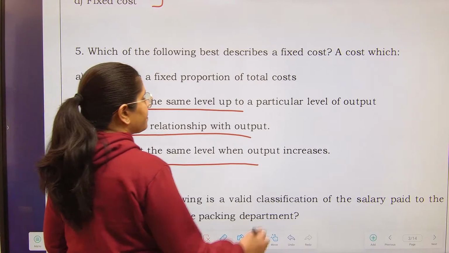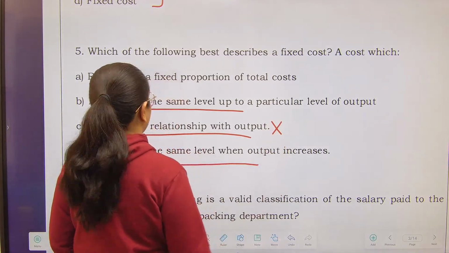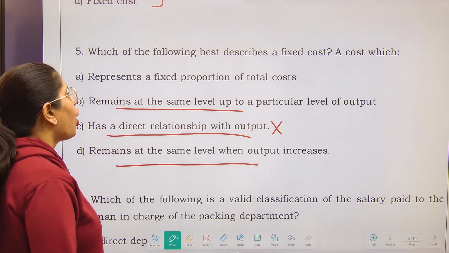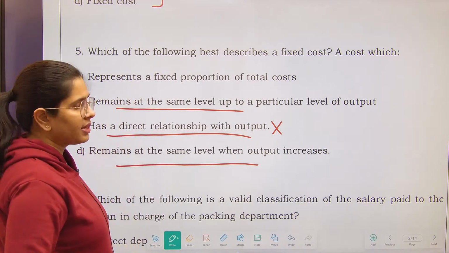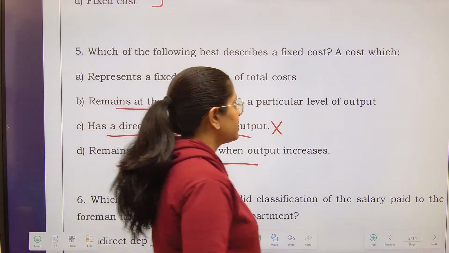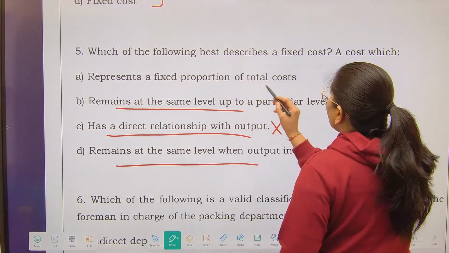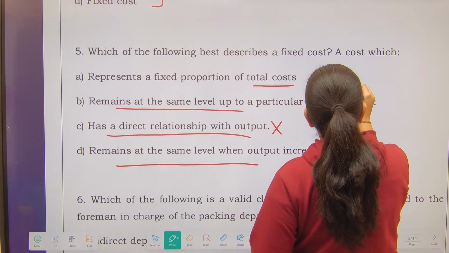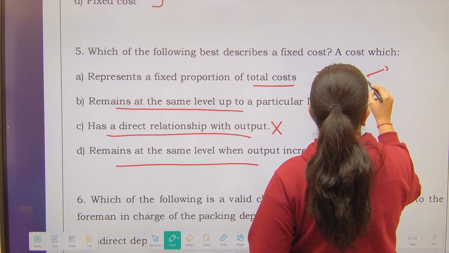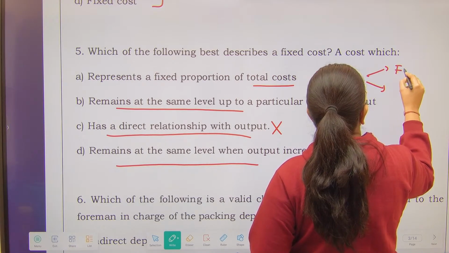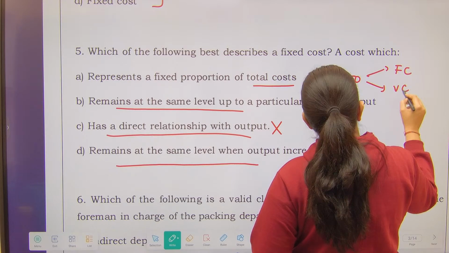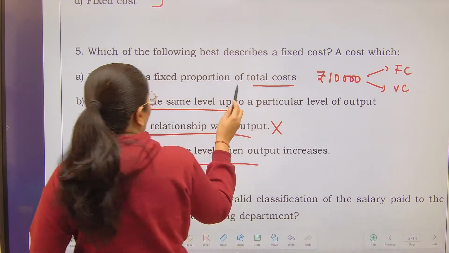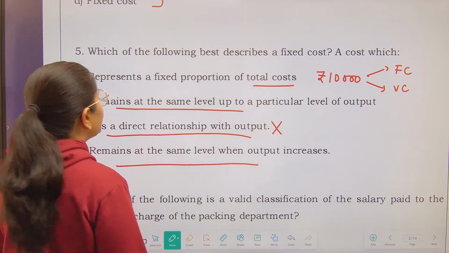Now see, barring this, has a direct relationship with the output, all these three options are somewhere correct. See how? If my total cost is 10,000 rupees, then it has two components. One is fixed cost, one is variable cost. So the statement which says that it represents a fixed proportion of total cost is correct.